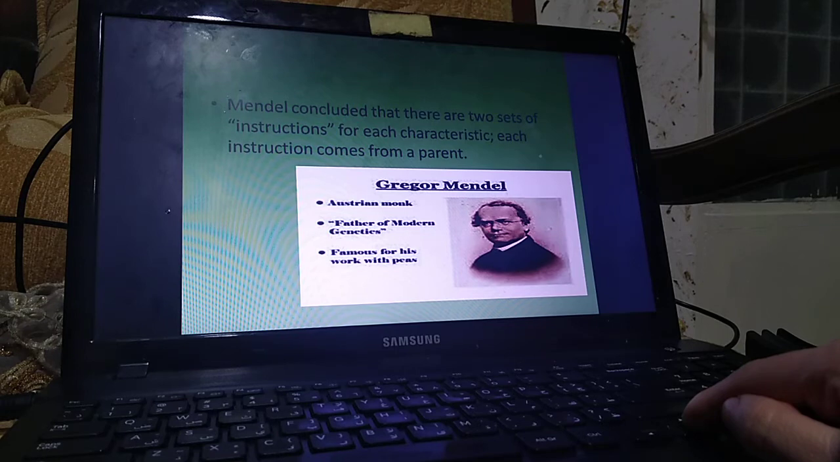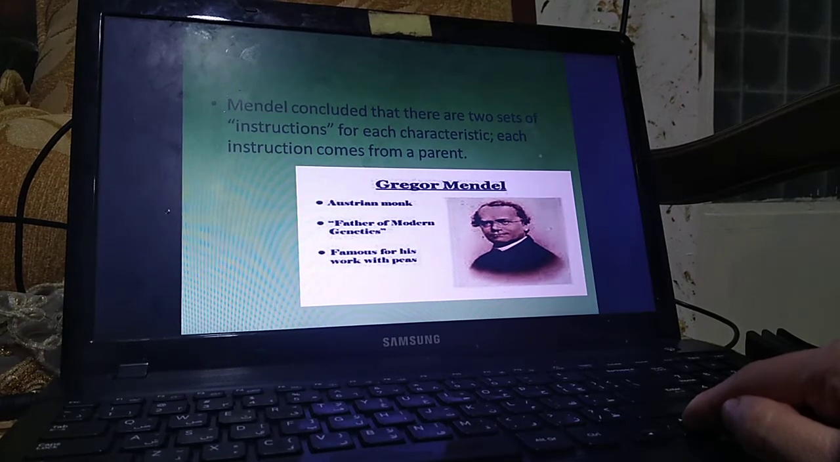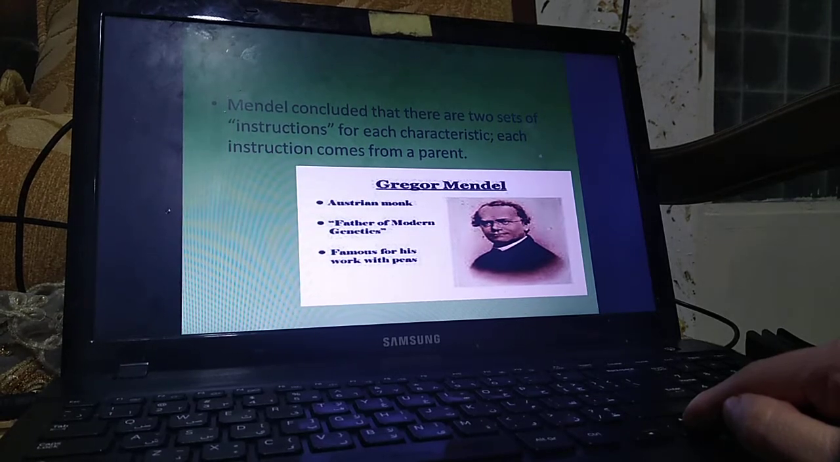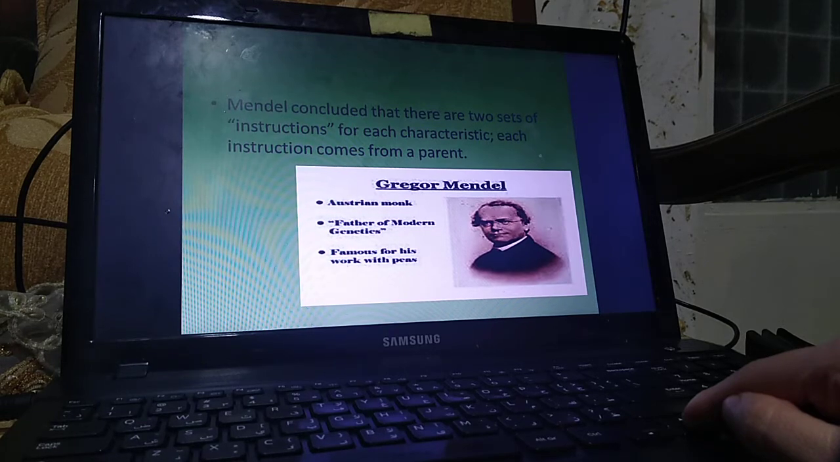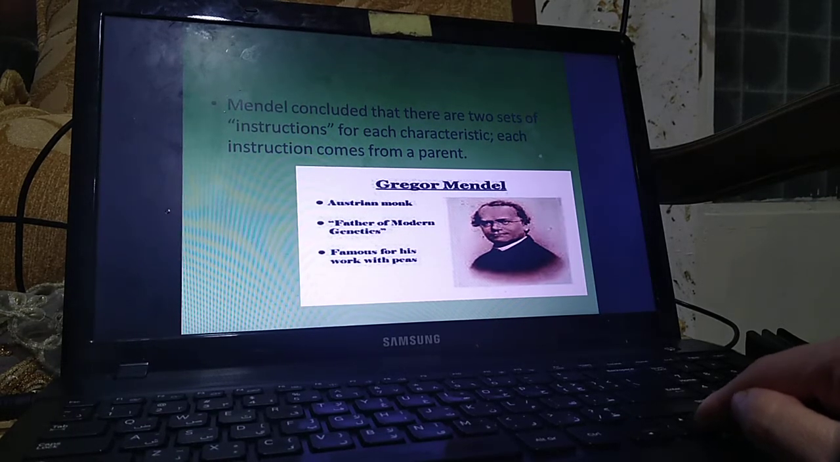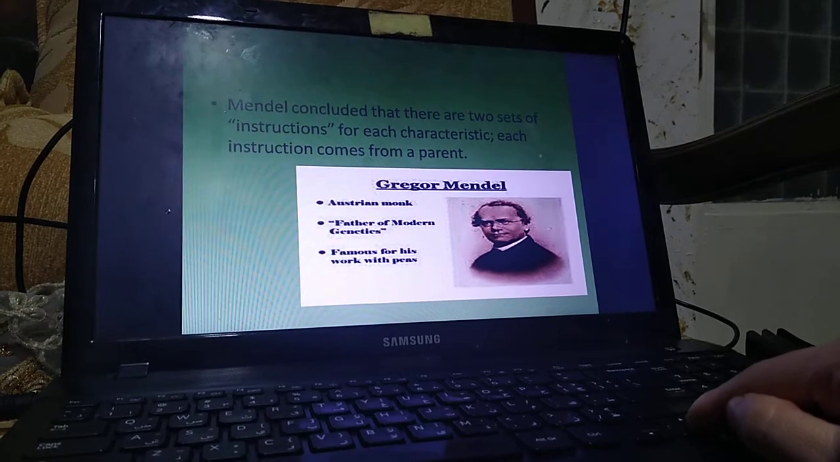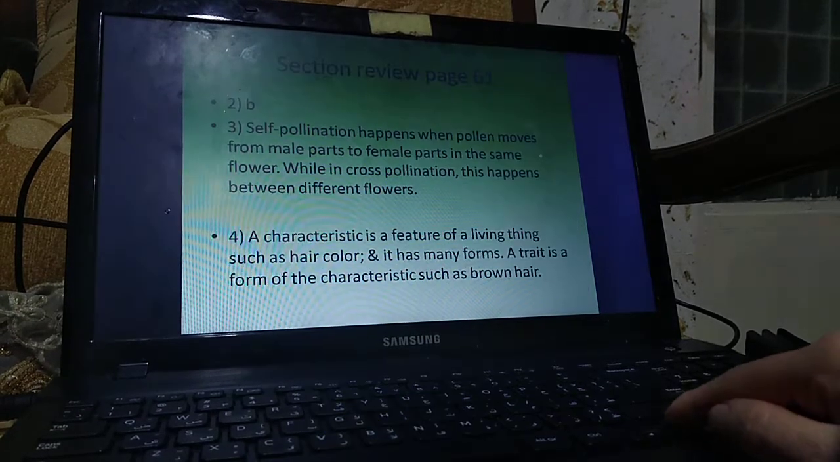Mendel made the conclusion that there is a set of instruction for each characteristic, and each comes from one parent. It means that for every single trait, I have a piece of instruction from my father and a piece of instruction from my mother. Now together they work and they give me the trait that I have. And these pieces of instruction are what we now call genes. But Mendel did not call them genes, okay? He called them instructions. And that's it.